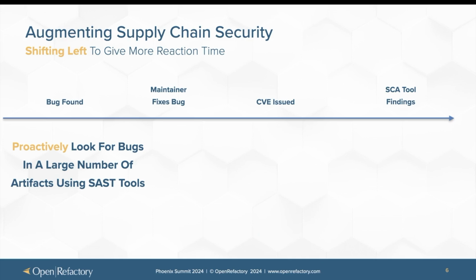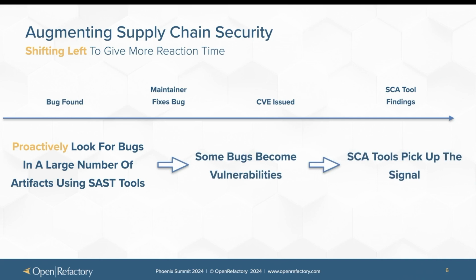So how about we proactively look for bugs in a large number of open source projects using static analysis, or SAST tools, report the bugs that have been identified to the maintainers, work with the maintainers to get those bugs fixed, and then some of those bugs, when they become vulnerabilities, are later picked up by software composition analysis tools.